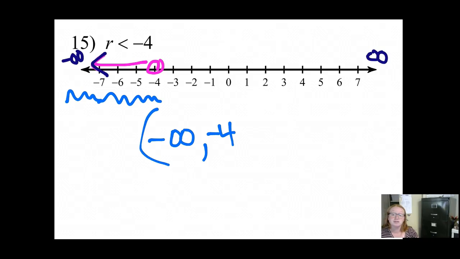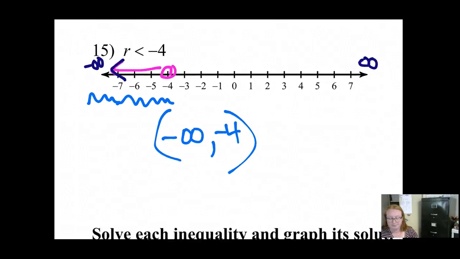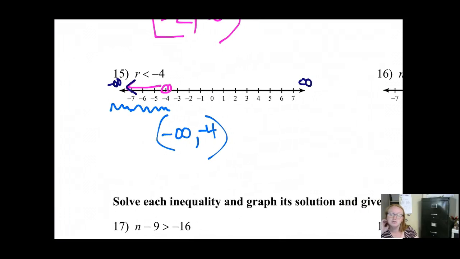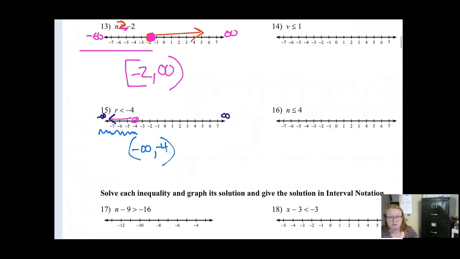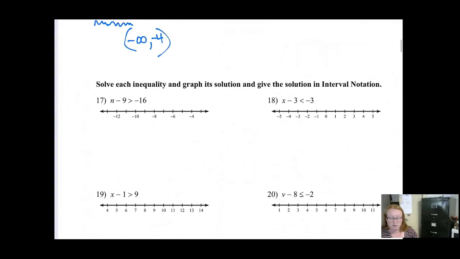-infinity gets a parenthesis because it always gets a parenthesis. -4 gets a parenthesis because it's an open dot, because there is no equal sign here. It is an open dot. Okay, so that's your interval notation basics. If you need a little bit more on this, I've posted another video earlier this semester. So you want to go back and look at that.